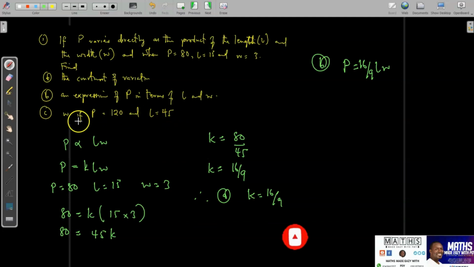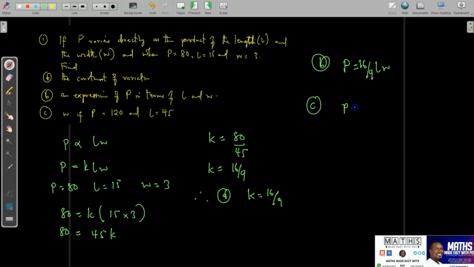To answer that, since we've written an expression for P in terms of L and W, we can make W the subject and then substitute our P and L values to get the answer for W. So for C, either you substitute directly before making W the subject, or you make W the subject before you substitute. Any of them, you get the same answer.